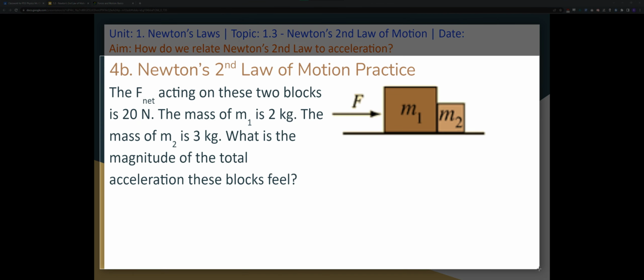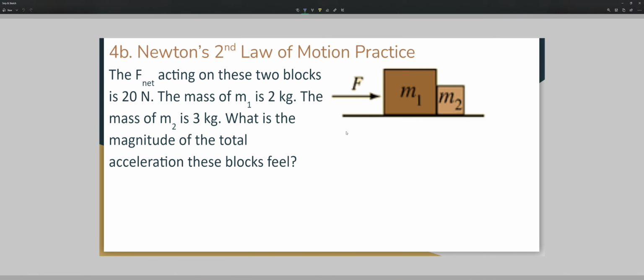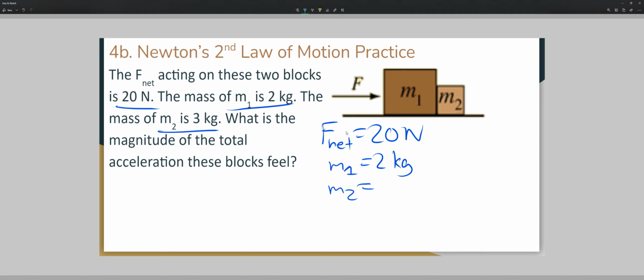Let's do practice problem 4b. The net force acting on these two blocks is 20 newtons. Net force is 20 newtons. The mass of object 1 is 2 kg. The mass of object 2 is 3 kg. And you want to know, what is the magnitude of your acceleration?